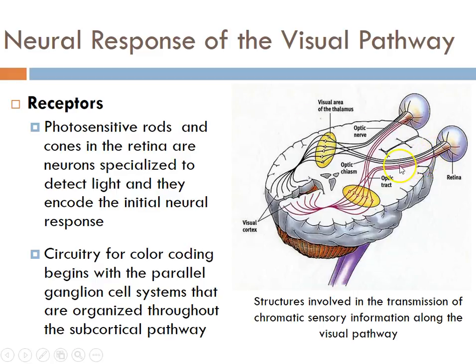You can see the cursor here, and it crosses over into the visual pathway going to the lateral geniculate nucleus and to the back of the brain and the visual cortex. So this is the circuitry for color coding, and just like with all other aspects of our vision, some of the vision that we transmit is chromatic, some of it is not. This is how the vision information is transmitted. So the neural response of the pathway.